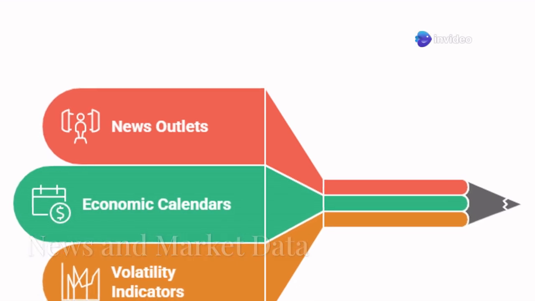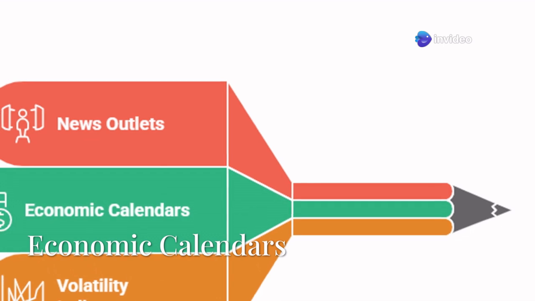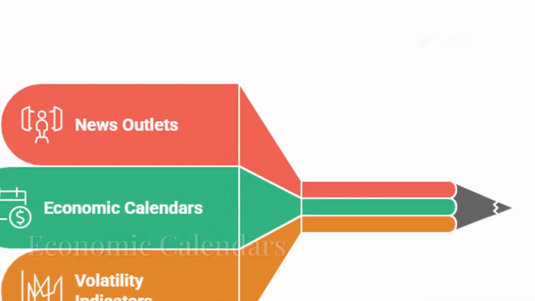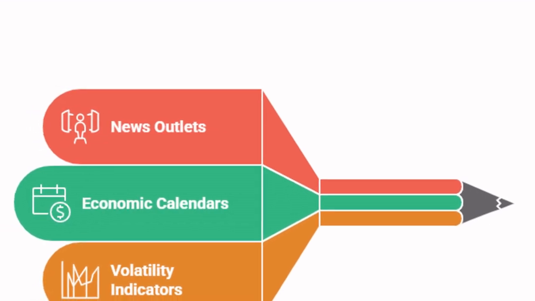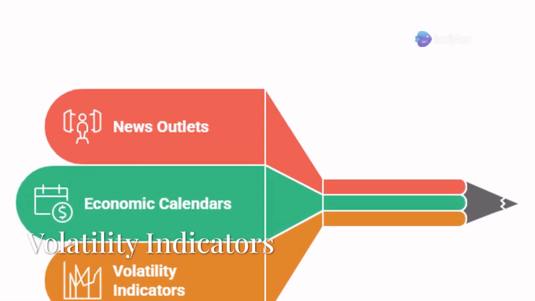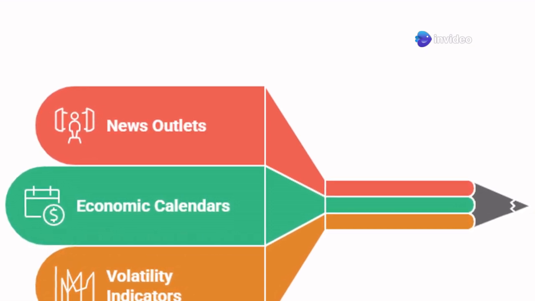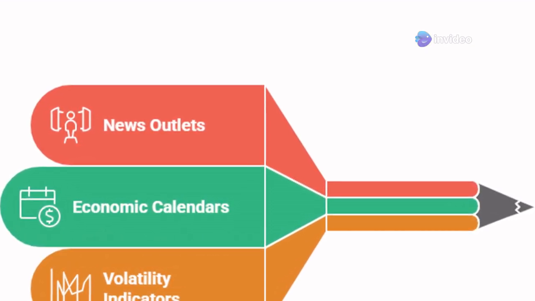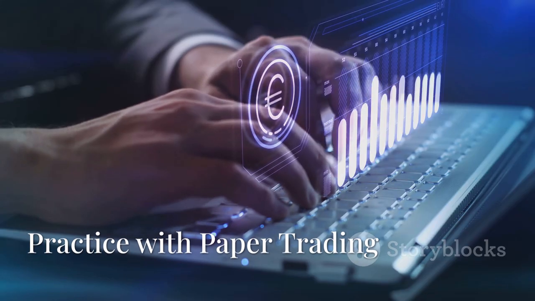Bloomberg, CNBC, and Reuters provide real-time financial news and market-moving events. Platforms like Forex Factory and Investing.com help traders track important economic announcements that could impact volatility. Monitoring the VIX, or Volatility Index, and IV rank, which stands for Implied Volatility Rank, helps assess market conditions before entering trades.